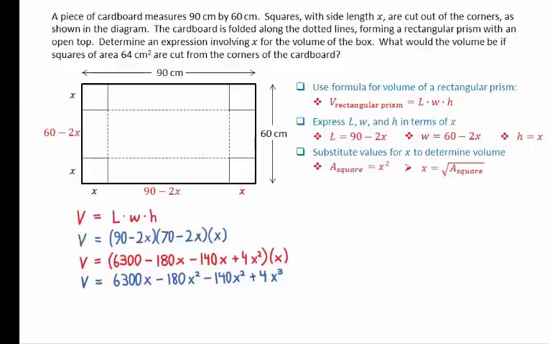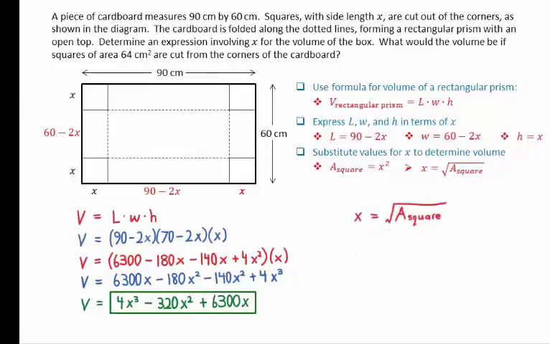Distributing the x through the brackets, we get V equals 5,400x minus 180x squared minus 120x squared plus 4x cubed. Combining the like terms and changing the order so that the highest degree terms are written first, the volume is equal to 4x cubed minus 300x squared plus 5,400x.